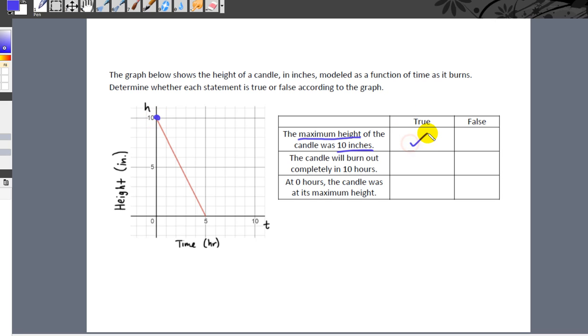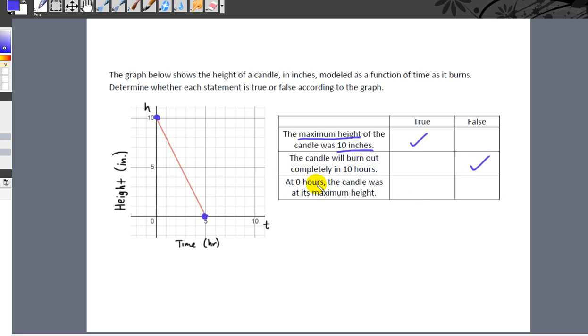That's the maximum height. Okay, the candle will burn out completely in 10 hours. Well, let's look over here. So this is where 10 hours is. When does the candle burn out? Actually, the candle burns out right here. So the candle burns out completely in 5 hours. Whoa, not 10 hours, but 5 hours. So this is false.